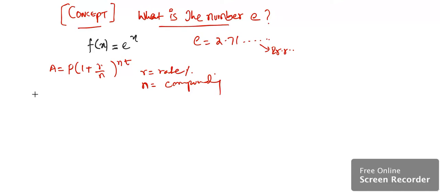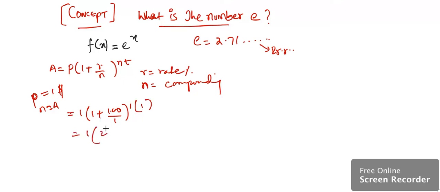So I'm taking an example where my principal, the investment, is $1, and I'm calculating it annually. The principal is 1 and the rate is 100%. I'm compounding only once annually in 1 year. So 1 plus 1 gives me 2 raised to 1, which is 2. So basically my investment doubles after 1 year.